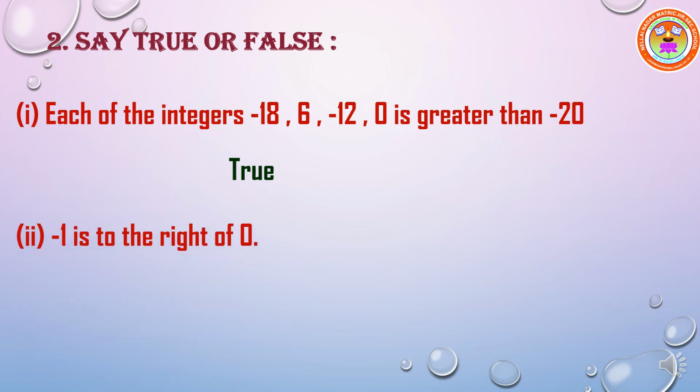Subdivision 2. -1 is to the right of 0. So on the number line, we check what happens. Is -1 to the right side of 0? No, it is on the left side of 0. So it is false. Okay, children?